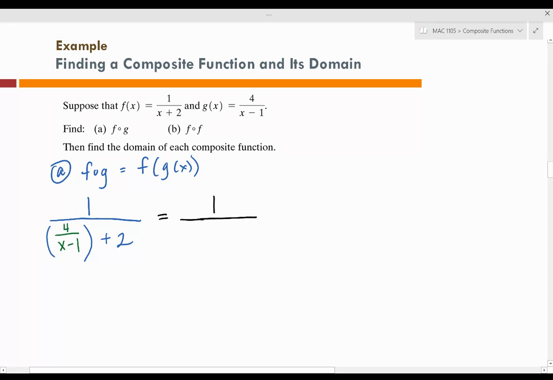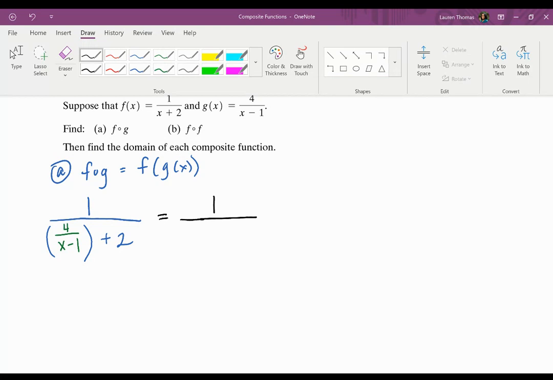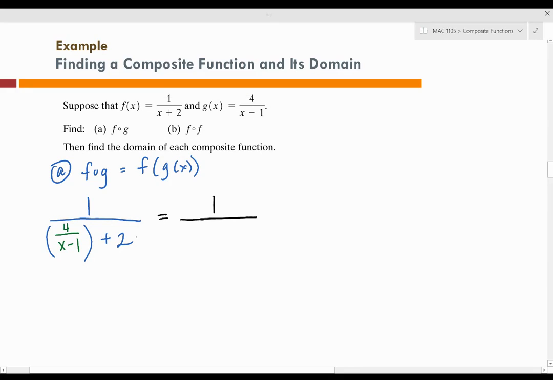Okay, but in the denominator, now I have this rational and I have a whole number. The only way that you can add a fraction and a whole number together is if you have a common denominator. So I need to multiply 2 by (x minus 1) over (x minus 1). When I do that, I'm left with 4 over x minus 1. This 2, I'm going to distribute to the numerator. So that's going to give me (2x minus 2) over (x minus 1).